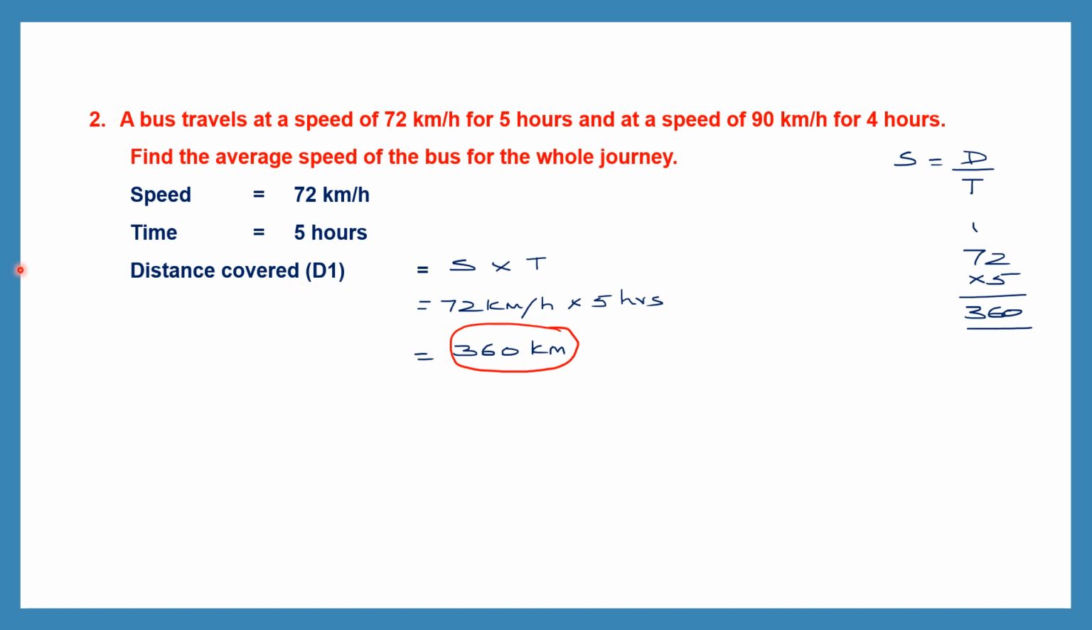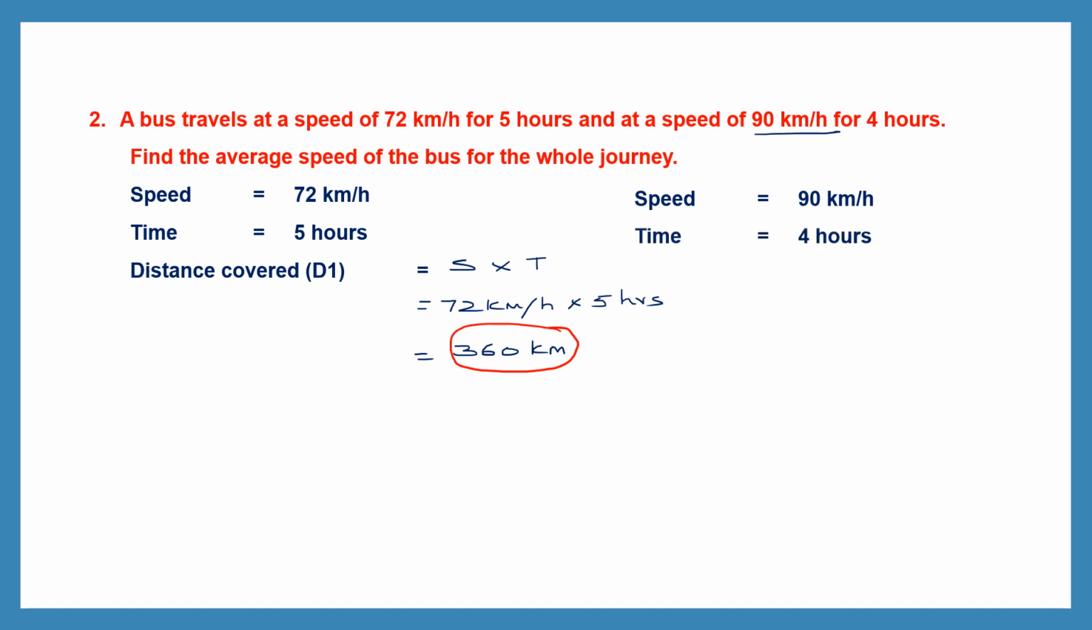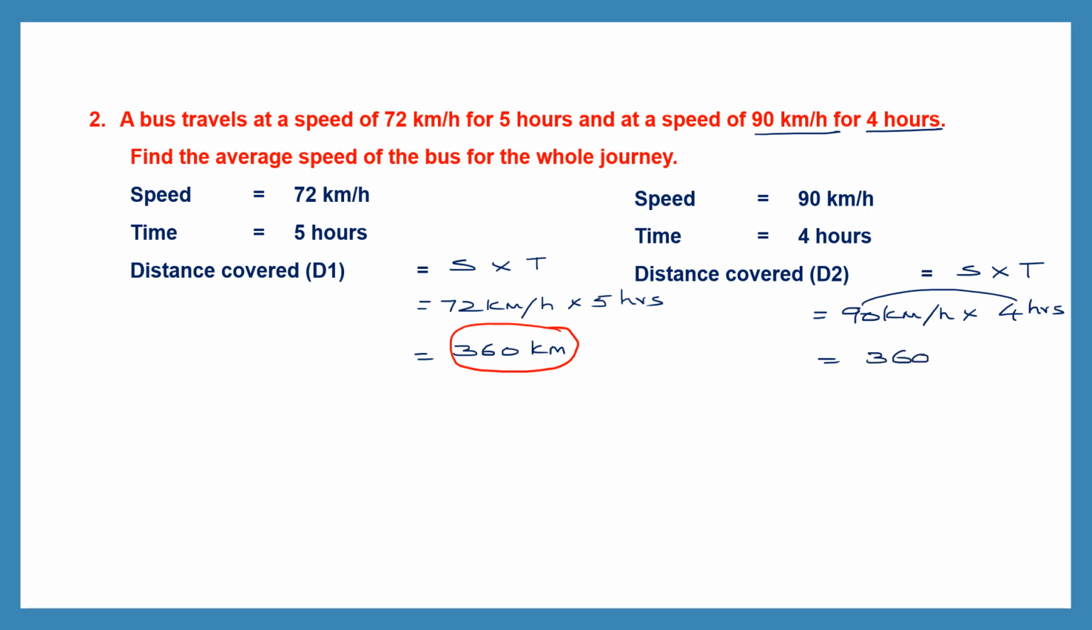So let's do that. Here the speed is 90 kilometers per hour, given to us in the question. The time is also given to us, 4 hours. Now we have to find the distance covered. Again, distance covered is speed into time. So how much is speed here? Speed is 90 kilometers per hour and time is 4 hours. So now we have to multiply 90 into 4. 9 fours are 36 and add the 0. So now we have found the distance here. Here also it is 360 kilometers.